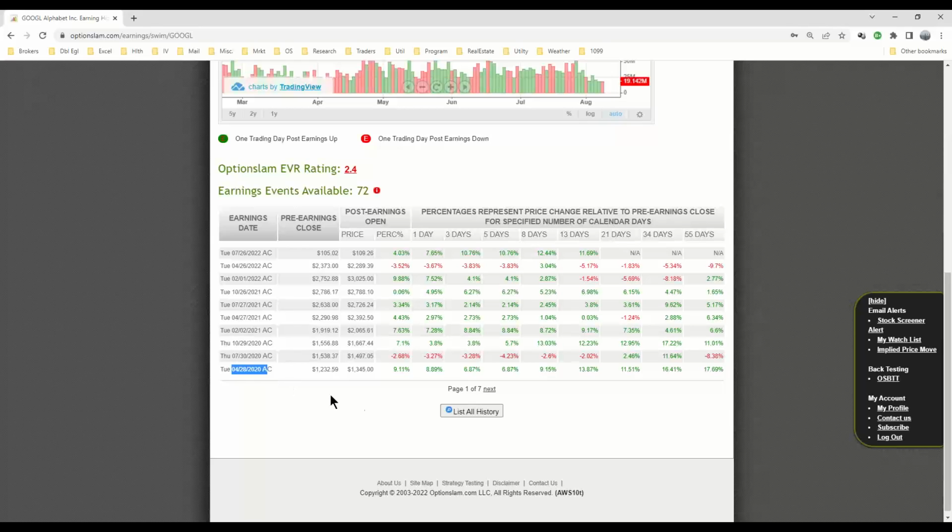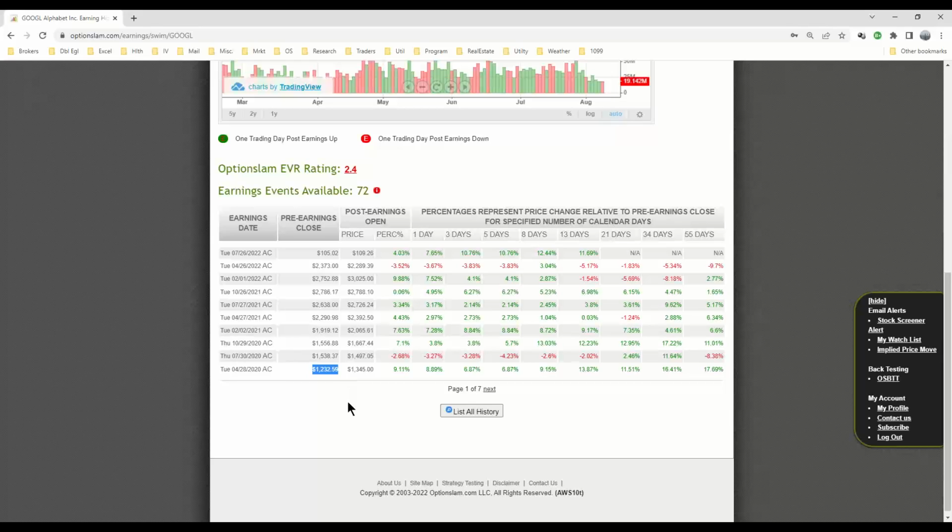Earnings event 4/28/2020. The one-day move was up 8.9%. And within 2 weeks, it was up 13%. A little bit of a pullback into that third week. But by the fourth and fifth week, up 16%. And by almost 2 months later, this stock is now up 17%, higher than the pre-earnings close of 12/32/59.